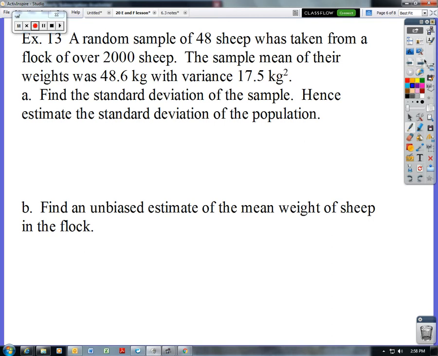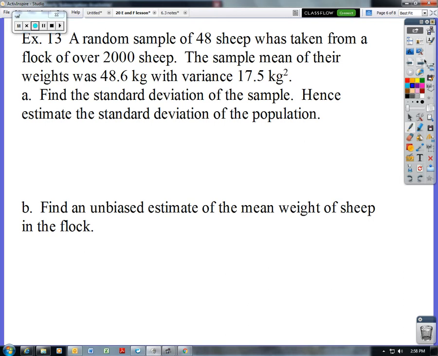Sorry. A random sample of 48 sheep was taken from a flock of over 2,000 sheep. The sample mean of their weights was 48.6 kilograms with a variance of 17.5 kilograms squared. Notice the variance has squared units. Find the standard deviation of the sample.